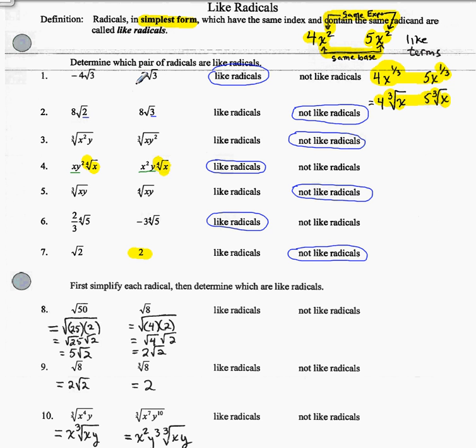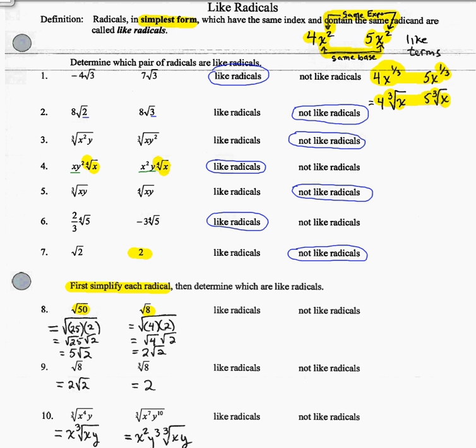Now the next 3 examples here, at first glance you might think, well, look at this. This radicand and this radicand are different. One's 50 and the other one is 8. But the problem here, like it says, you have to first simplify these radicals. These radicals are not in simplest form.